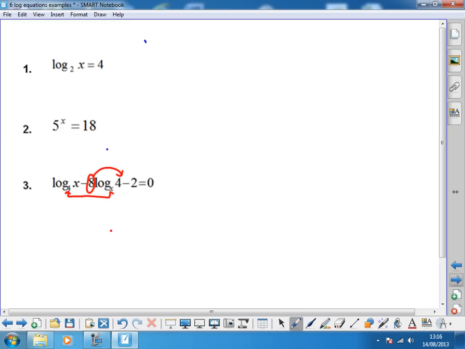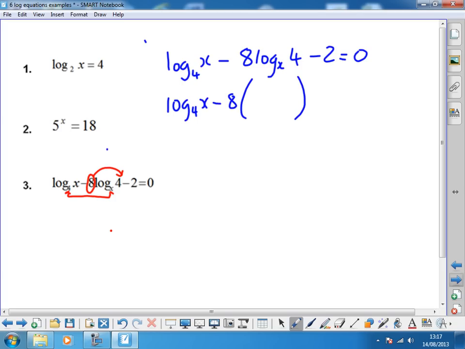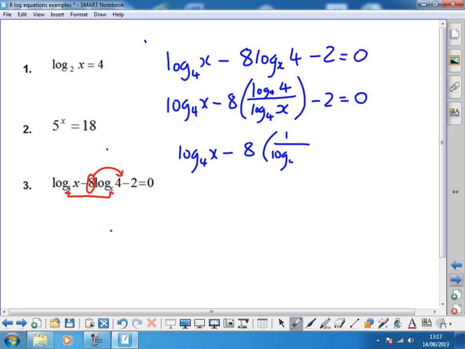Okay, so log to base 4 of x minus 8 log to base x of 4 minus 2 is 0. I'm going to deal with the change of base first. I'm going to change that second base to a 4. So you draw a fraction line, you write log on the top and log on the bottom. Change the base, I'm changing it to 4. The old thing goes on the top and the new thing goes on the bottom. Now log to base 4 of 4 is 1. So that's looking a lot nicer already.